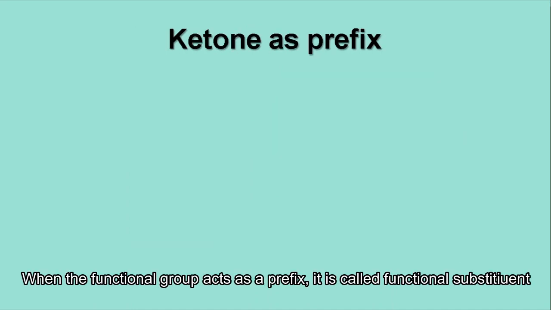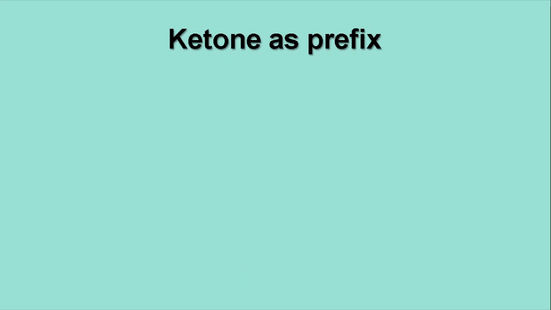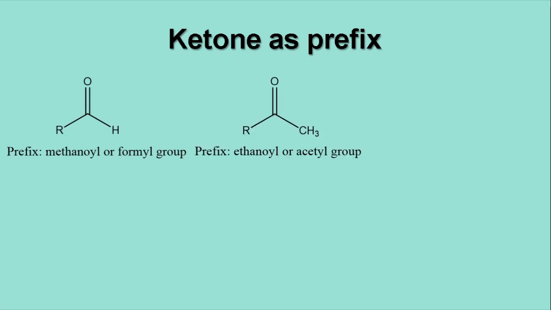Functional group of a ketone can act as a prefix. When it is a prefix, it is called a functional substituent. For example, a carbonyl atom attached to hydrogen will be called methanoyl or formyl group, and a carbonyl atom which is attached to a methyl will be called ethanoyl or acetyl group. And finally, if the carbonyl atom is attached to another alkyl group, it will be called alkanoyl or acyl group.